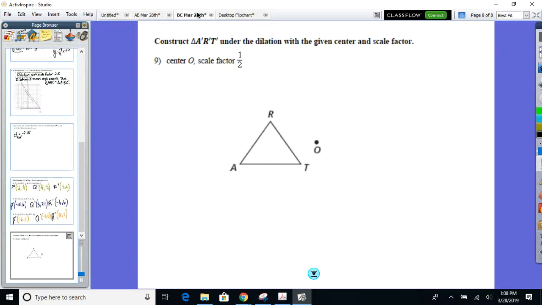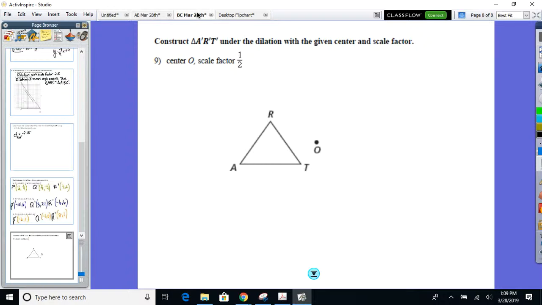We're going to dilate by 1/2. What's that mean about A, R, and T? I don't want to hear the triangle getting smaller anymore. We're all very clear on that. A, R, and T are getting closer to what point? O, by 1/2 the distance. Let me say that again. By 1/2 the distance. This is not a new construction I'm going to show you.